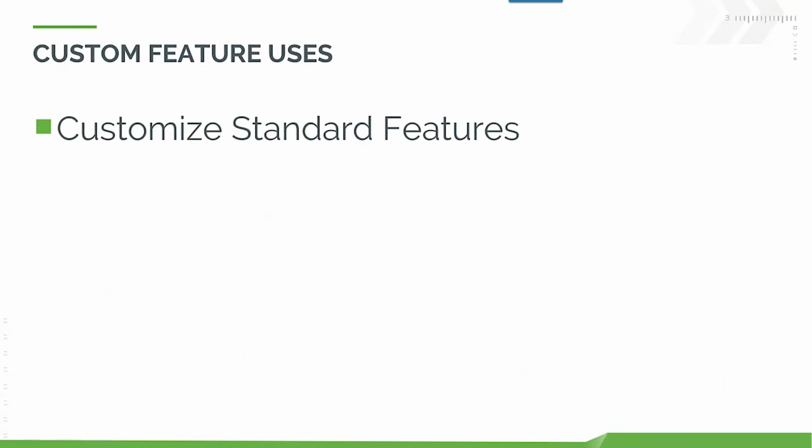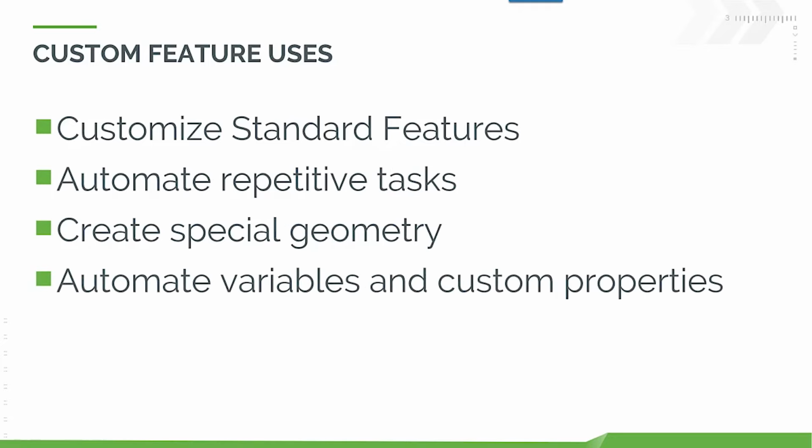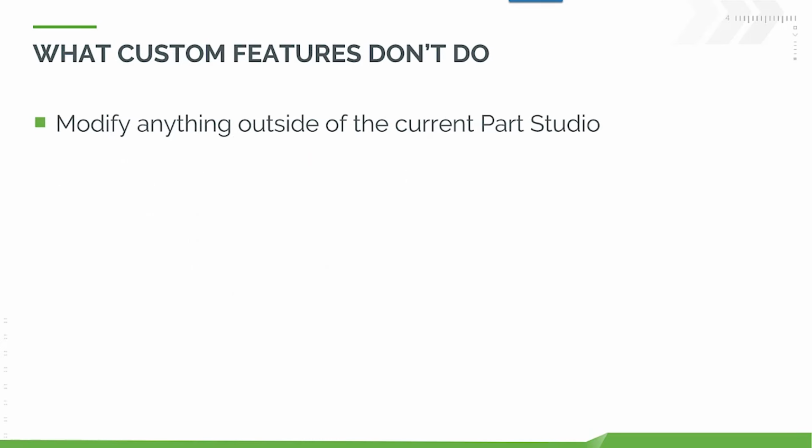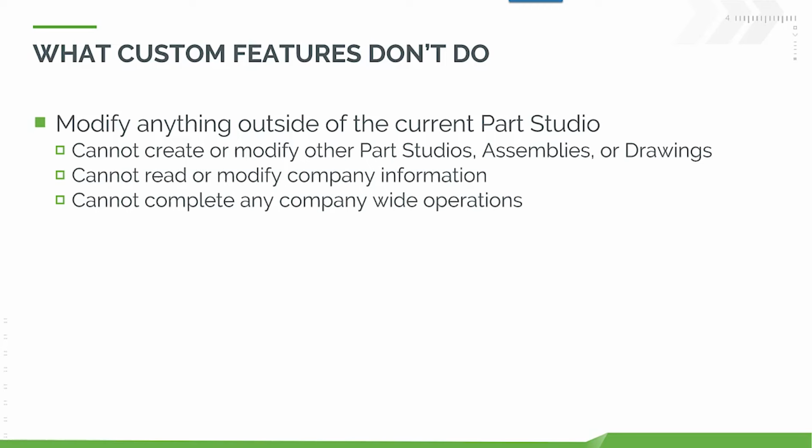Custom features are useful in many ways. You can use them to customize a standard feature UI, automate repetitive tasks, create specialized geometry, or automatically set variables or custom properties in parts. It's important to note that custom features can only be used in part studios and only affect the part studio where it is placed. It cannot do anything outside the part studio it is executed in, such as create new part studios, drawings or assemblies, read company information, or any other company-wide operations. It is a feature, just like any of the standard features.